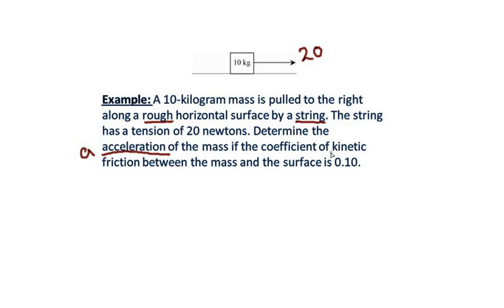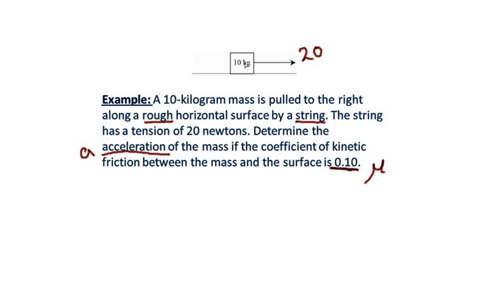If the coefficient of kinetic friction between the mass and the surface is 0.1, this is mu that we talked about before in the previous video. It is the coefficient of friction between the mass and the surface. It determines the roughness of the surface.